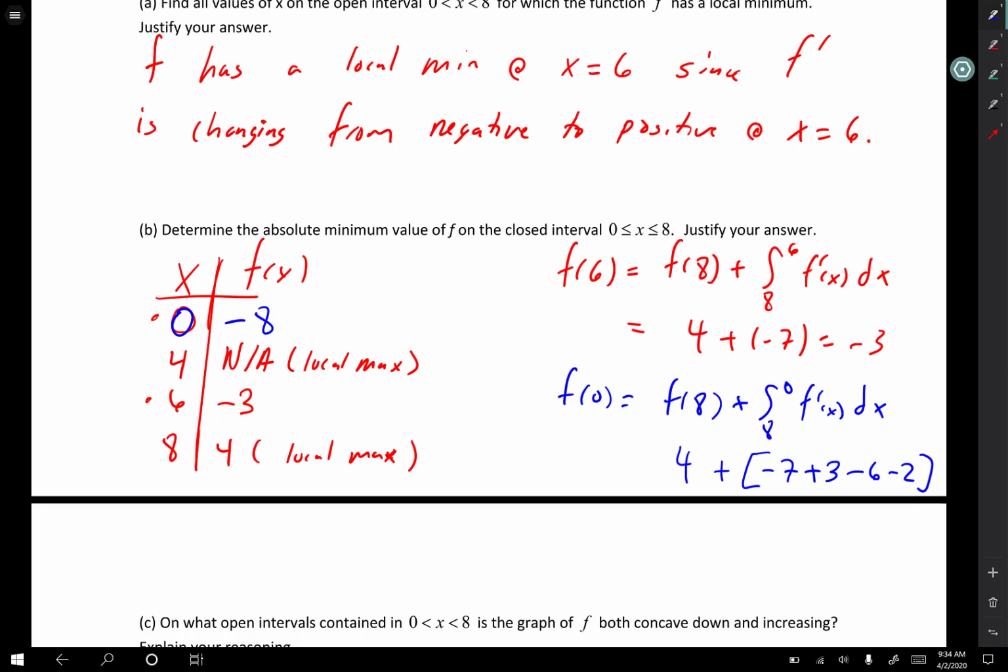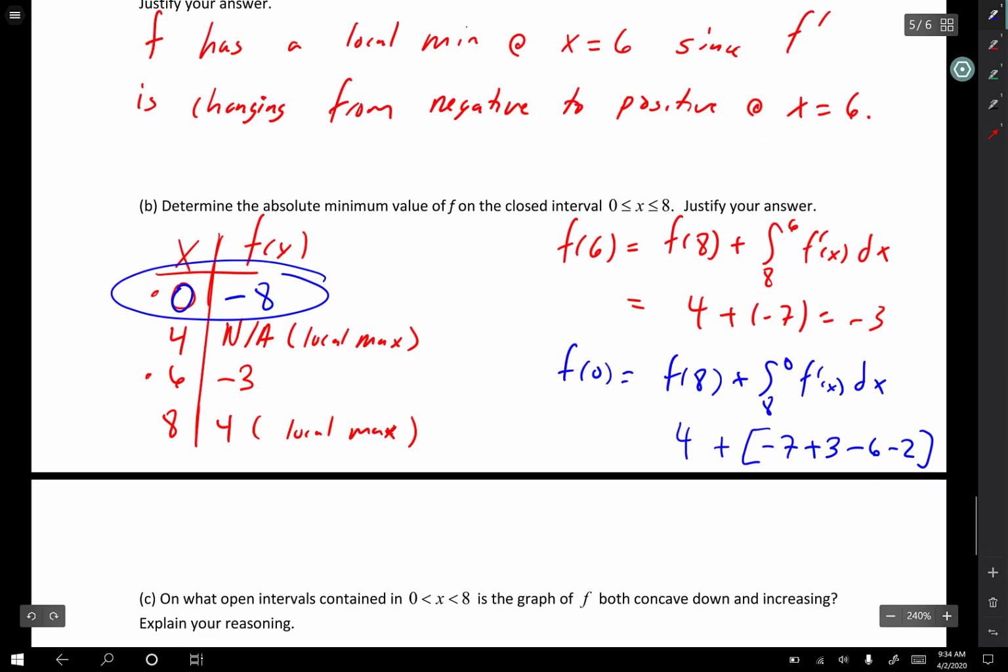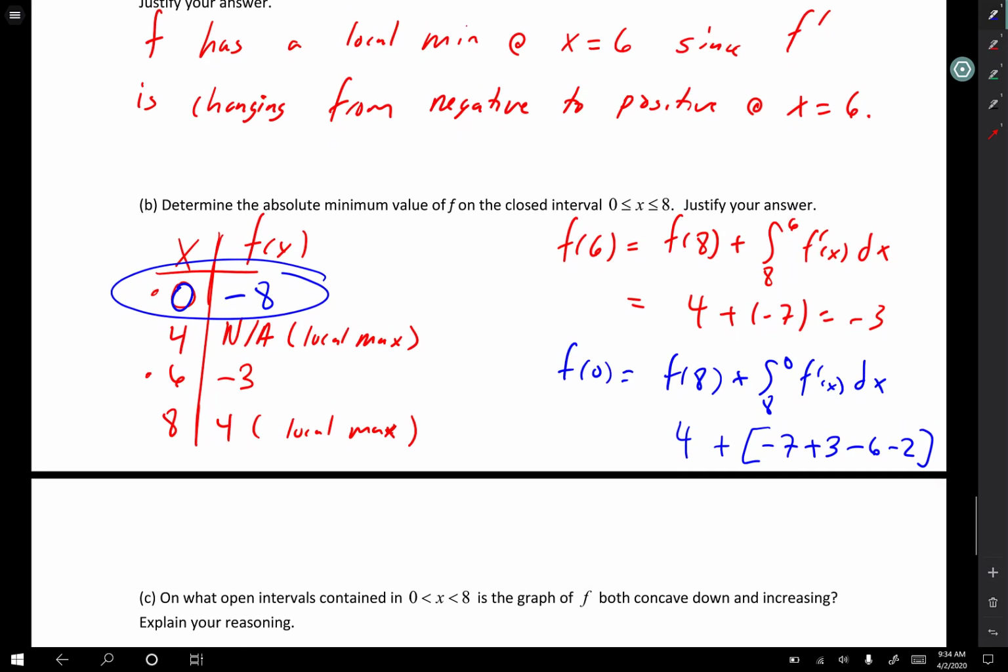Okay, there it is. So I want to know the absolute minimum. There it is: determine the absolute minimum value of f in the closed interval. So I'm going to say, they want the value.